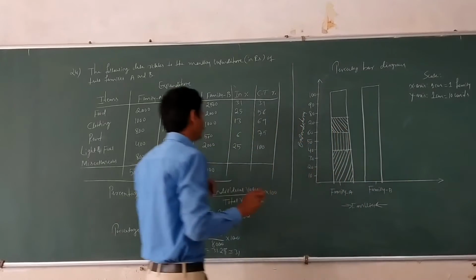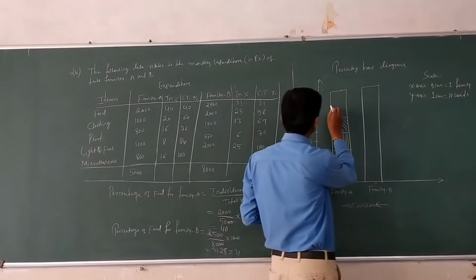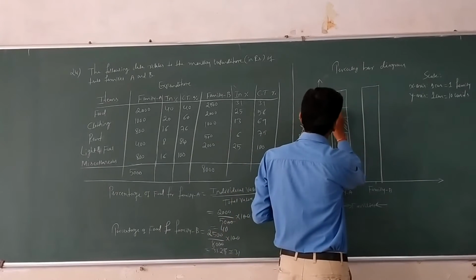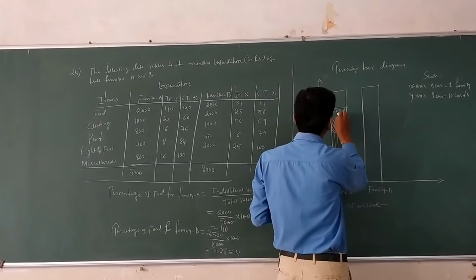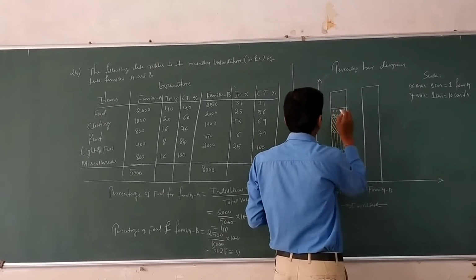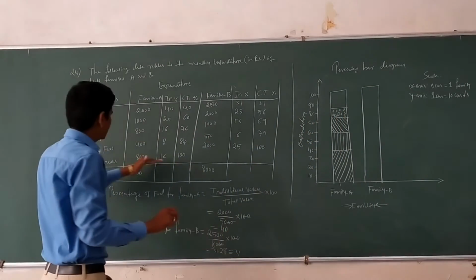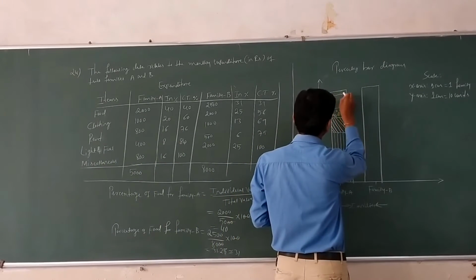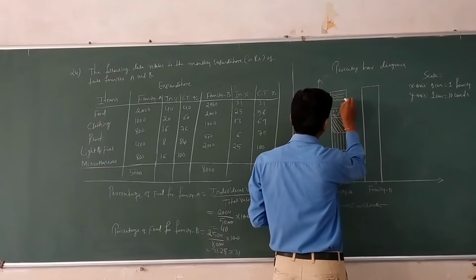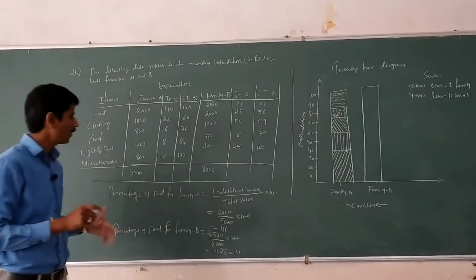The next, light and fuel, is 84. The next, miscellaneous, is 16. Remaining is miscellaneous, 16. It is equal to miscellaneous. Okay, family A is over. The next is family B.